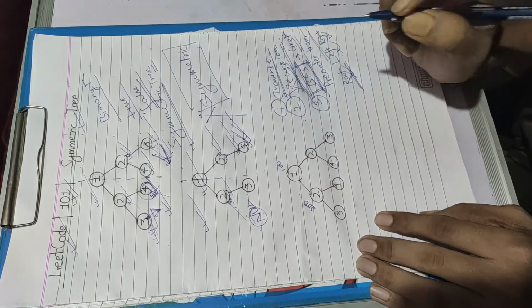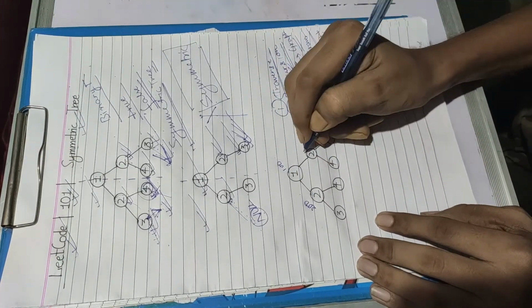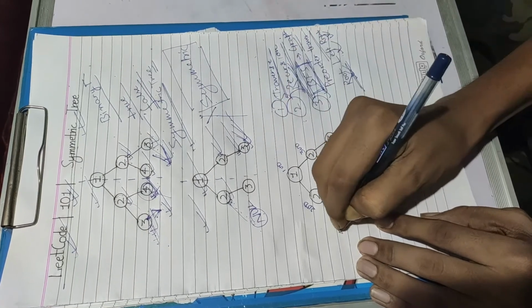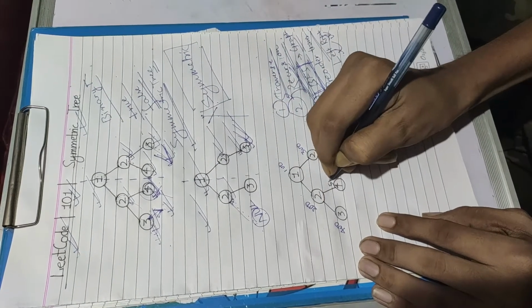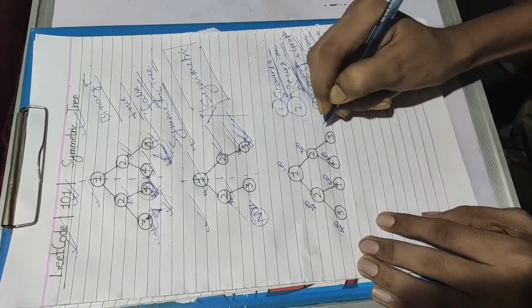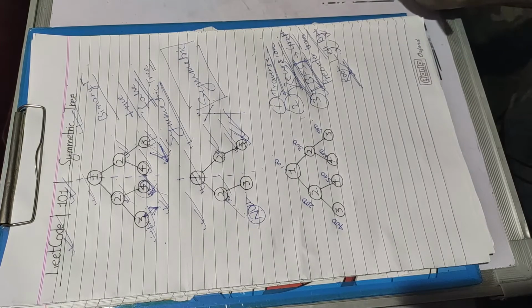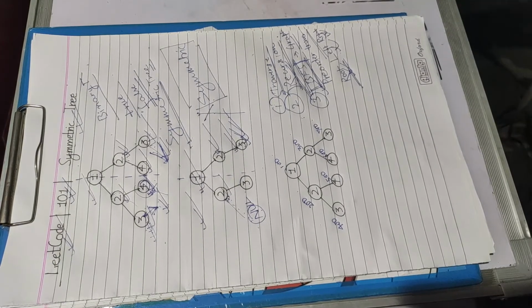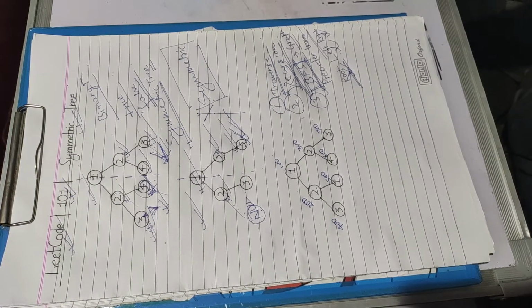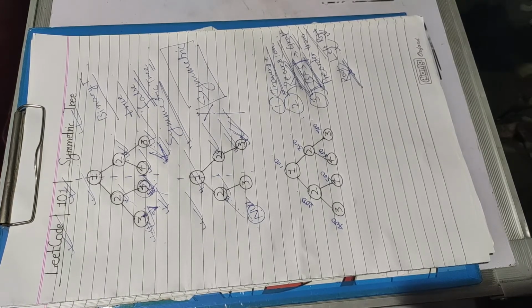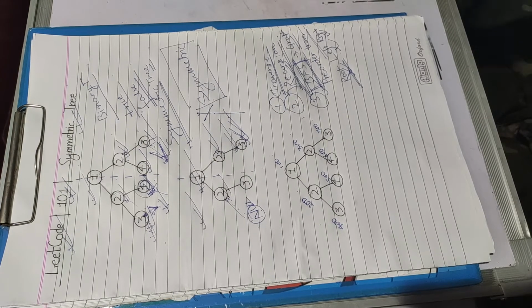Let's say 1 is stored at address 100, 2 is at 200, then 300, 400, 500, 600 and 700. Okay, so we have given each node a dummy address so that it will be easy to traverse. Okay, now as I said, we will do a pre-order traversal.